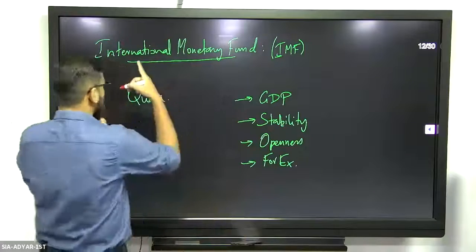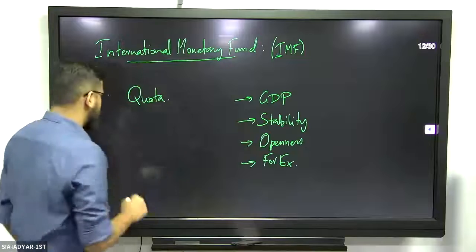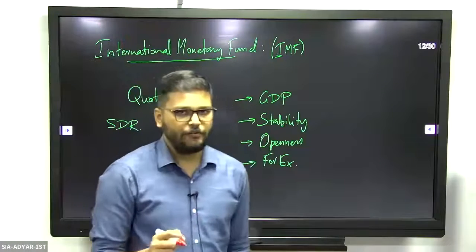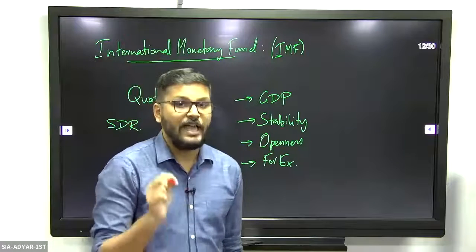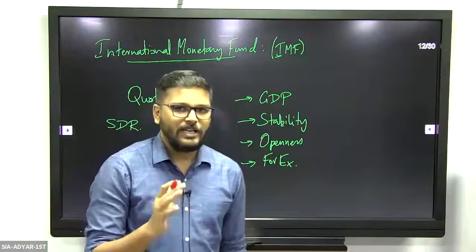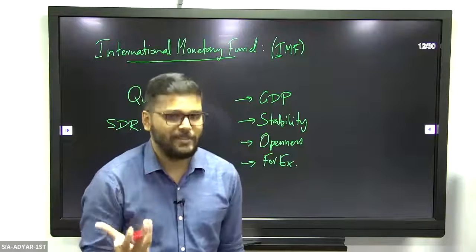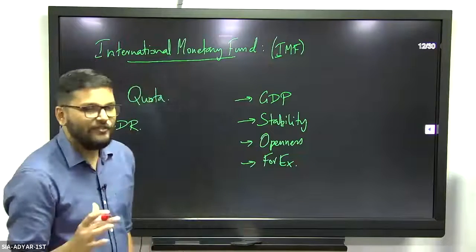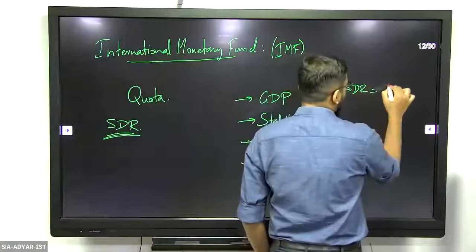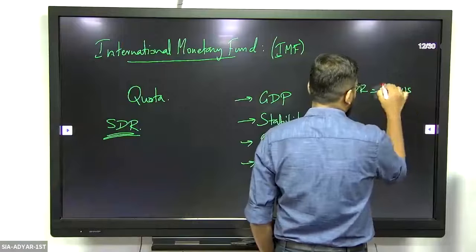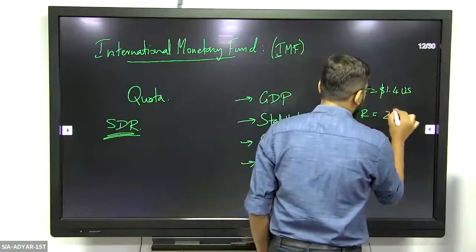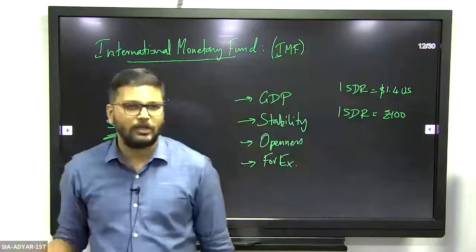What is that money? The International Monetary Fund has its own currency called SDR. SDR is not a physical currency, it is only a concept. You have calculations like 1 SDR is equal to, let's say, 1.4 US dollars, or 1 SDR is equal to 100 rupees. Similarly, SDR has an exchange rate with all the currencies.